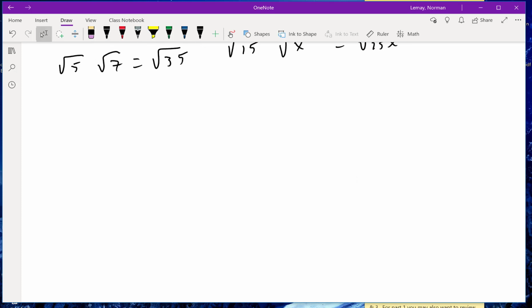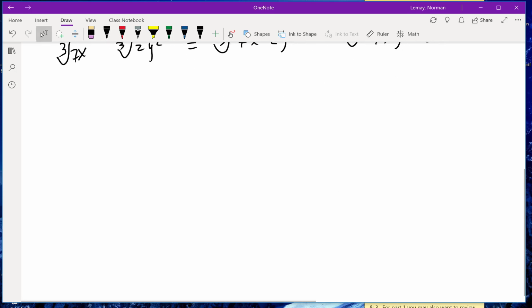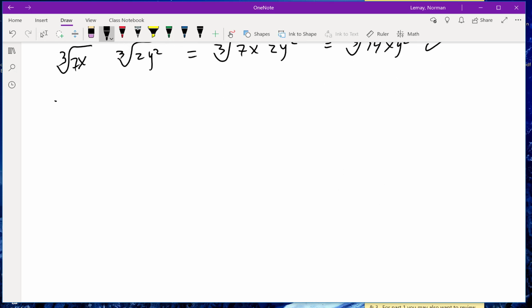Let's just take a look at the cubed root of 7x times the cubed root of 2y squared, which is going to be the cubed root of 7x times 2y squared. And really the only thing we can do is multiply the two numbers, so we get the cubed root of 14xy squared, and that will complete our process.